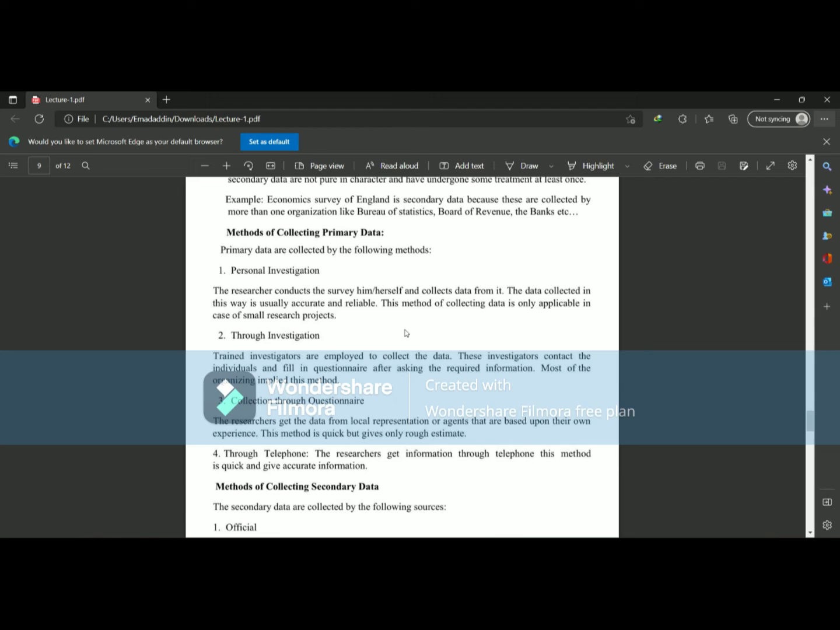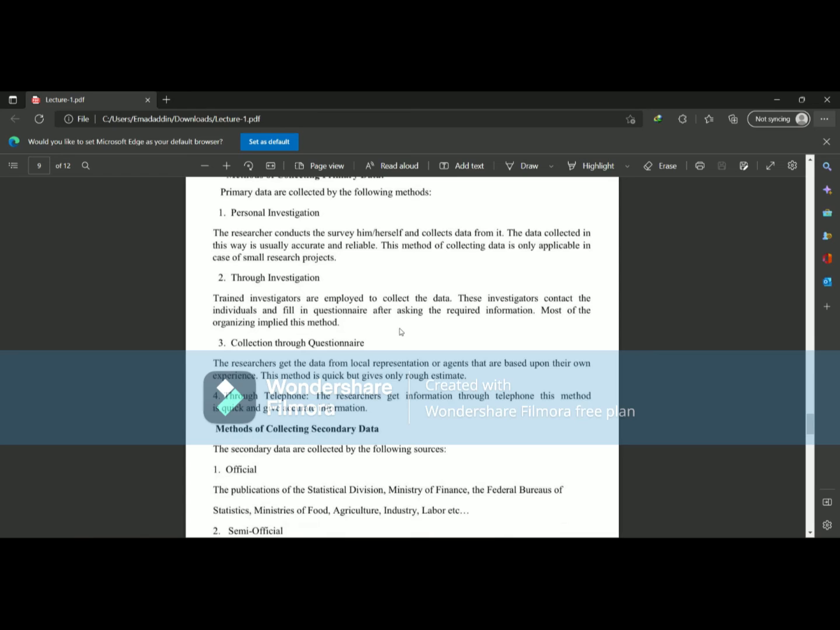Second one, through investigators. Trained investigators are employed to collect the data. These investigators contact the individuals and fill in a questionnaire after asking for the required information. Most organizations employ this method.